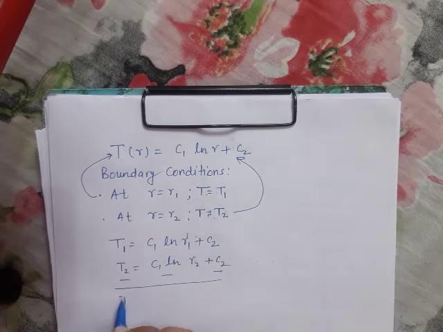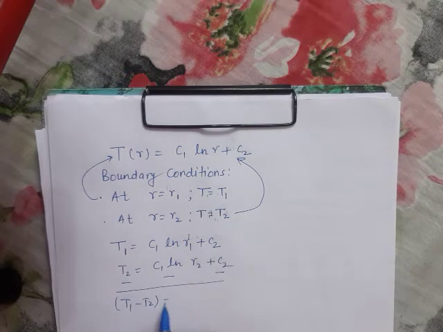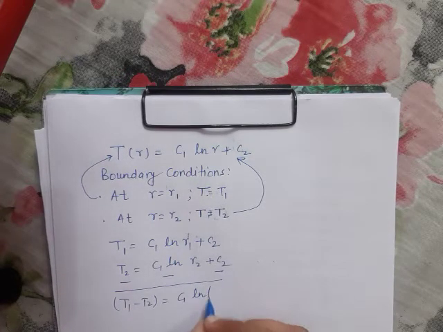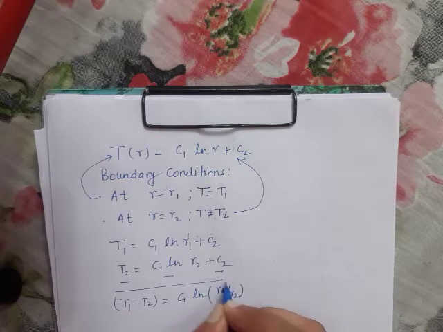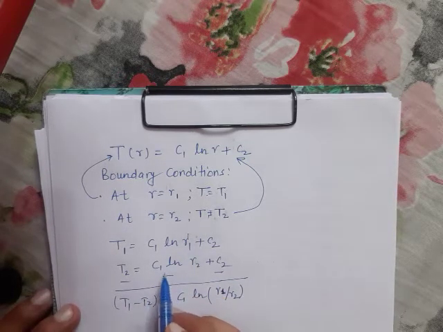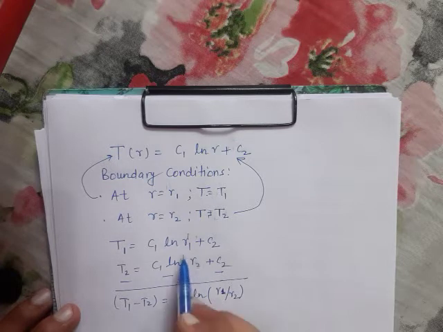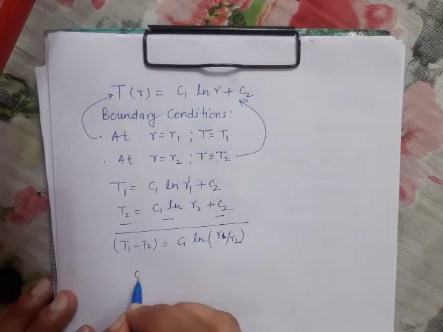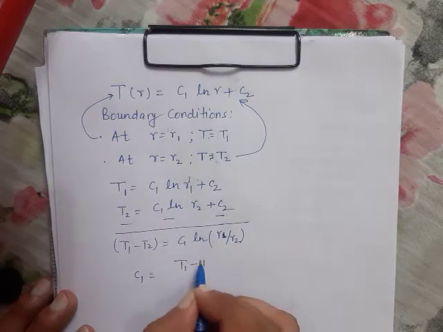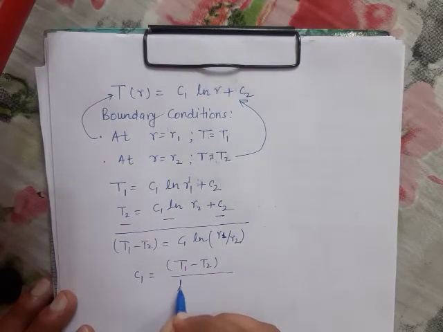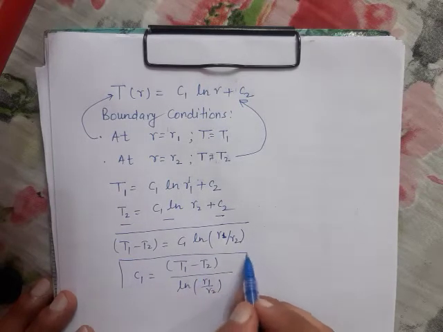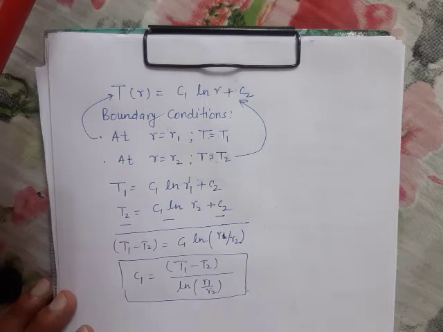So what will we get? T1 minus T2 is equal to C1 log r1 minus C1 log r2. C1 is common, and log r1 minus log r2 will be log r1 upon r2. Or we can write C1 as T1 minus T2 upon log of r1 upon r2. This is the constant of integration C1.